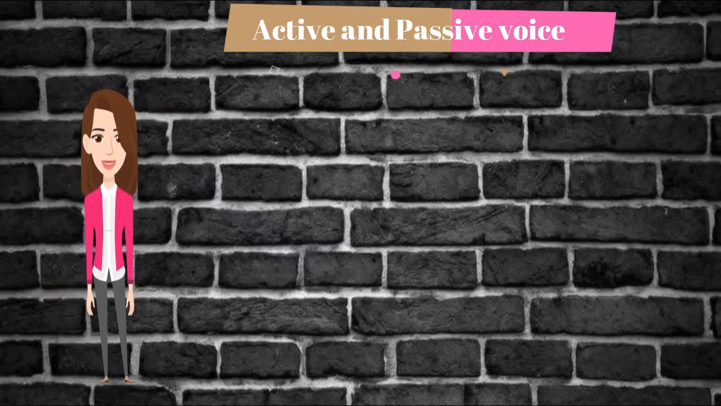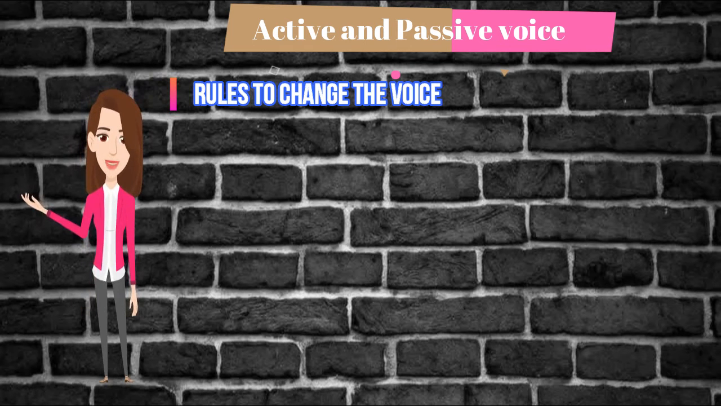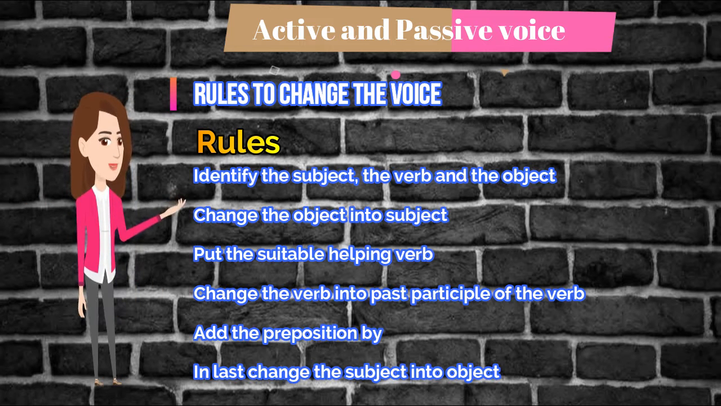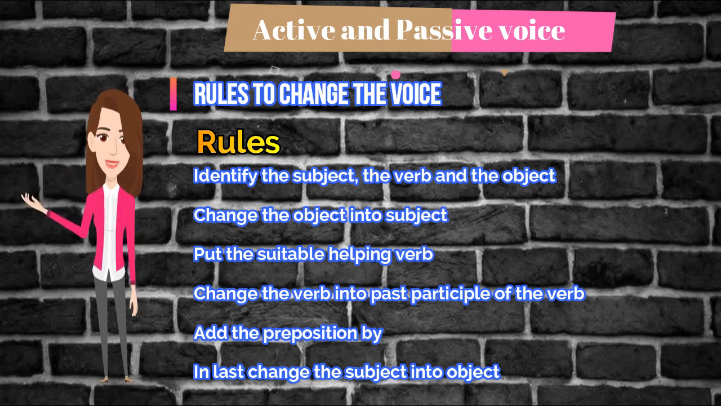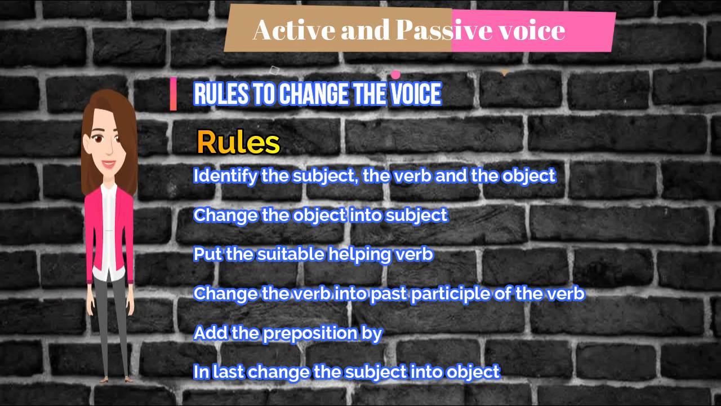First, I am going to explain all the rules to change the active voice into passive voice. Identify the subject, the verb and the object. Change the object into subject, put the suitable helping verb, change the verb into past participle of the verb, add the preposition by. In last, change the subject into object.